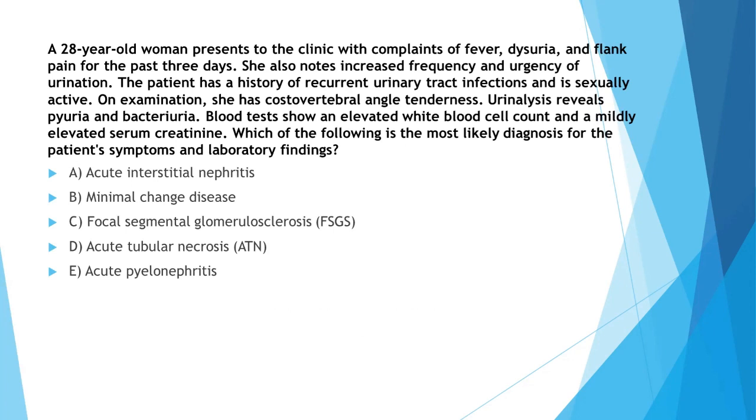So, which of the following is the most likely diagnosis for the patient's symptoms and lab findings? A 28-year-old woman presents to the clinic with complaints of fever, dysuria, and flank pain for the past 3 days. She also notes increased frequency and urgency of urination. The patient has a history of recurrent urinary tract infection and is sexually active. On examination, she has costovertebral angle tenderness. Urine analysis reveals pyuria and bacteriuria. Blood tests show an elevated white blood cell count and mildly elevated serum creatinine. Now, which of the following is the most likely diagnosis? Acute interstitial nephritis, minimal change disease, FSGS, ATN, or acute pyelonephritis.